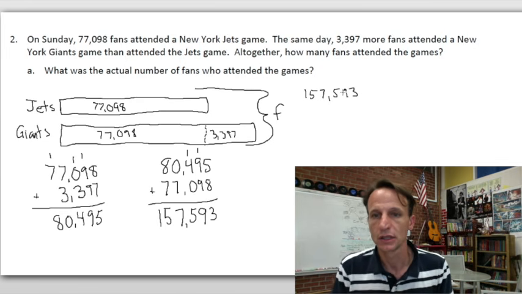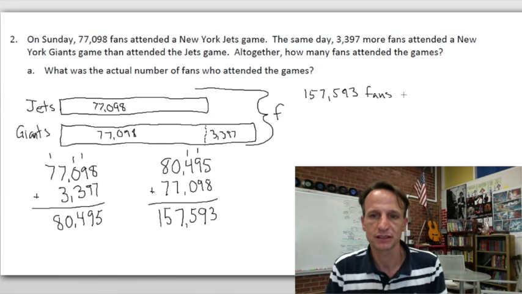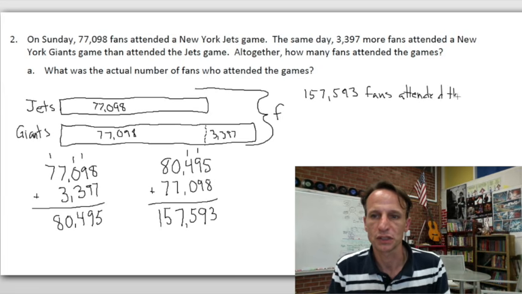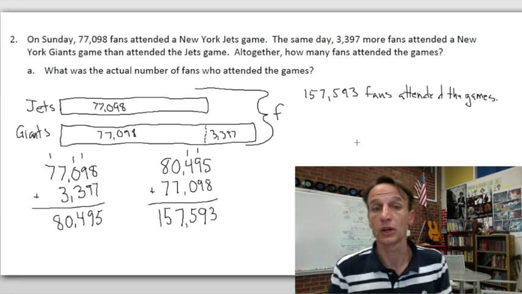157,593. And what are they? They are fans. This is short for fanatics. Fans attended the games. If you want to be more specific, you can, but this answers the question. Beautiful. Now let's go on to part B.